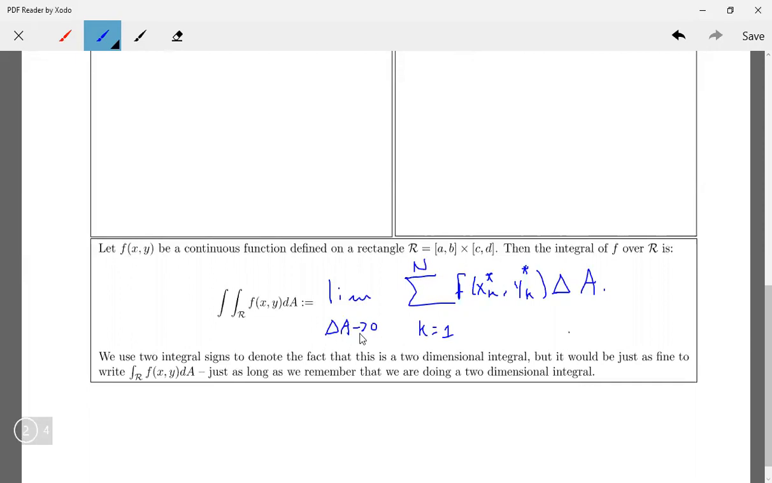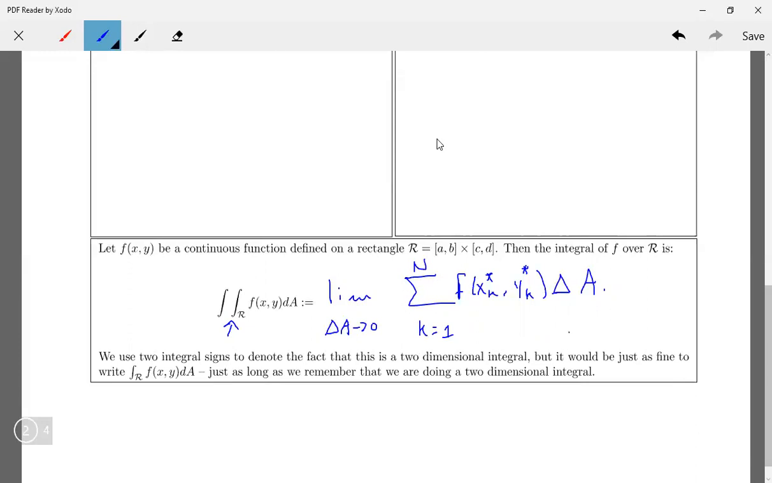And of course, if the area of the rectangles is going to 0, then we need more and more rectangles. So this also means n is going to infinity. So this is somewhat inconsistent notation, but I think you understand what it means, especially if you think back to the analogy with Calc 1. Now let me just mention that here in the definition, we use two integral signs to denote the fact that this is a two-dimensional integral. But it would be just as fine to write this with one integral sign, just as long as we remember that we are doing a two-dimensional integral.